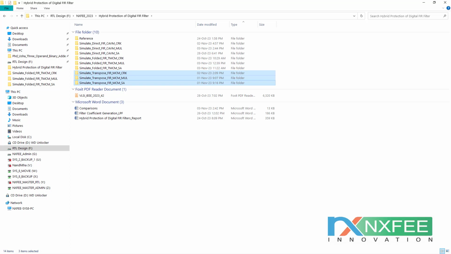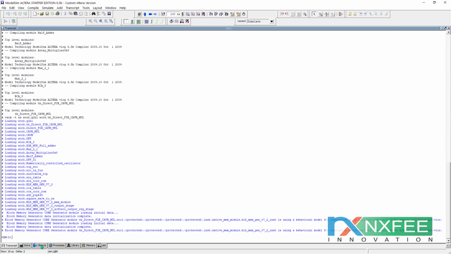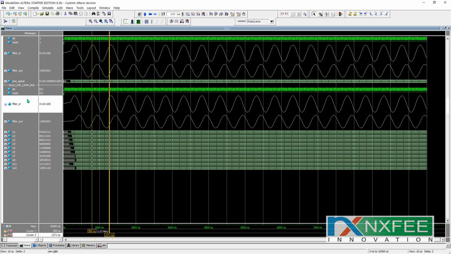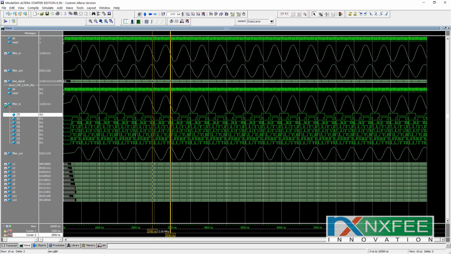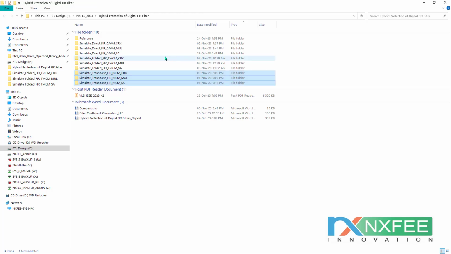So this is the simulation output for the direct FIR filter CAVM method, showing the filter input and filter output. Here we have given a 2 MHz input frequency. The simulation output is almost the same for all the FIR filters, so it does not change. But the comparison of logic sizes, area, delay and power may change. So here we can check any architecture.